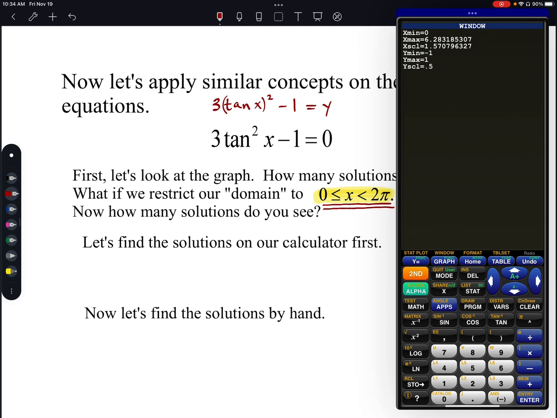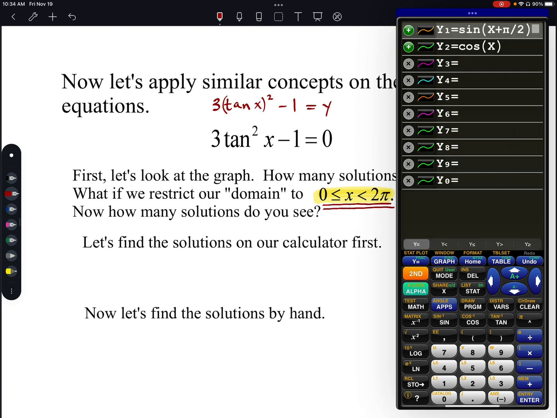And then my y min, I'm going to make that negative 1. My y max is 1. And then I'm going to make my y scale a half. Okay, so I'm going to go into my y equals here. You see I have some things in there. I'm just going to clear those out.